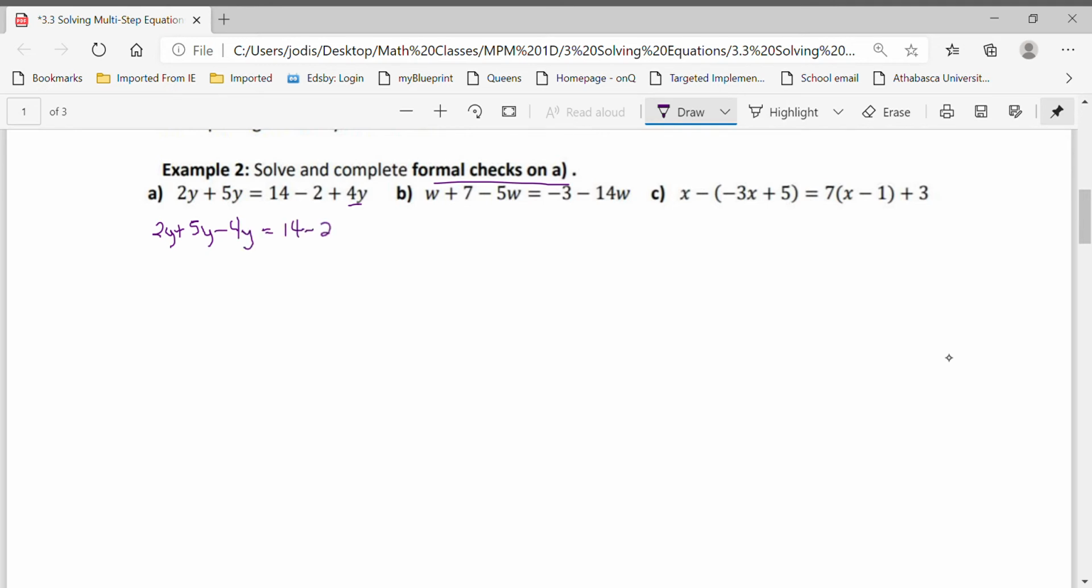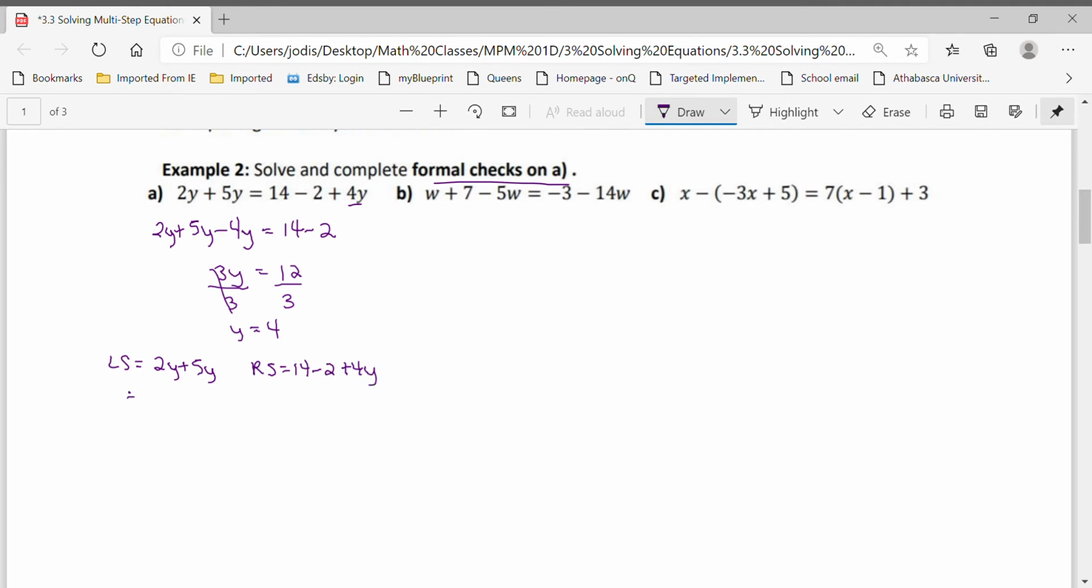And then we can just leave these constants over here. So 2 plus 5 is 7, minus 4 is a 3y, and 14 minus 2 is 12. Divide both by 3, and we get y is 4. And then they want us to do a formal check on this one. So left side is 2y plus 5y, and my right side is 14 minus 2 plus 4y.